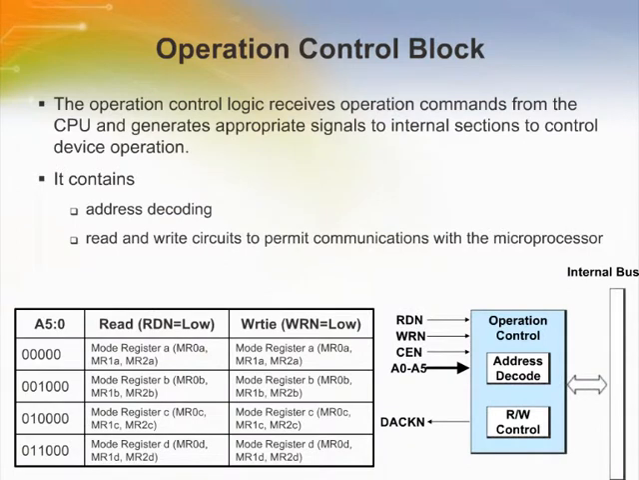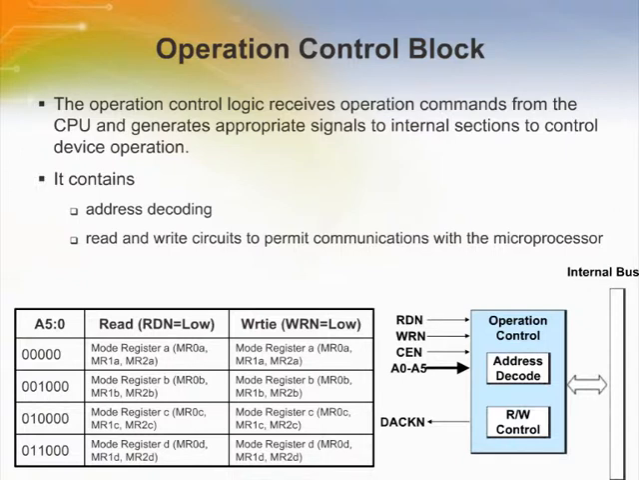The operation control logic receives operation commands from the CPU and generates appropriate signals to internal sections to control device operation. It contains address decoding and read-write circuits to permit communications with the microprocessor via the data bus buffer. Mode registers 0, 1, and 2 are accessed via an address counter. The mode registers control the basic configurations of the universal asynchronous receiver transmitter channels.